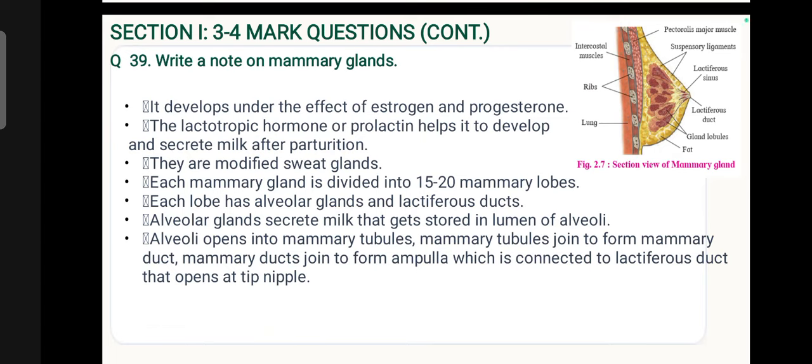Here is the last question. Write a note on mammary glands. They develop under the effect of estrogen and progesterone. The lactotropic hormone or prolactin helps in development and secretion of milk after parturition.